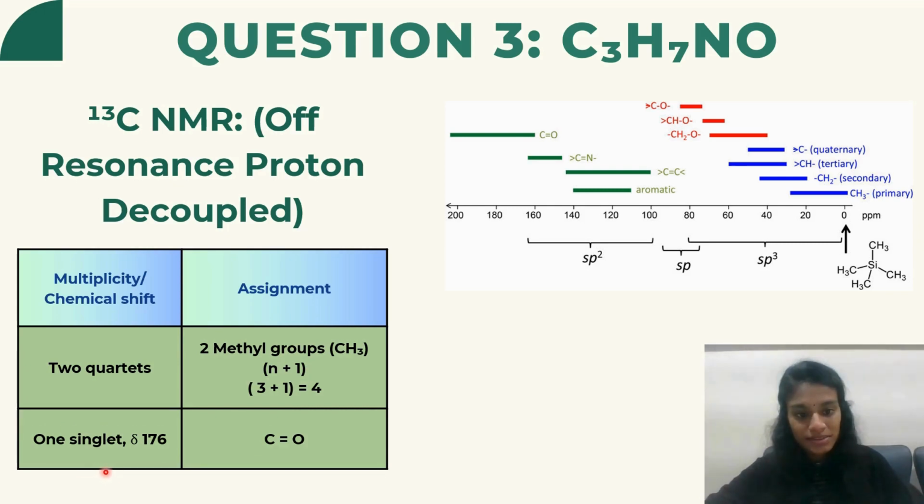There is also one singlet, which is 176. We can refer to the NMR chemical shift table, where 176 is over here. If you see here, it represents the C double bond O, which shows the carbonyl group. So that is how we can find the data from the CNMR.